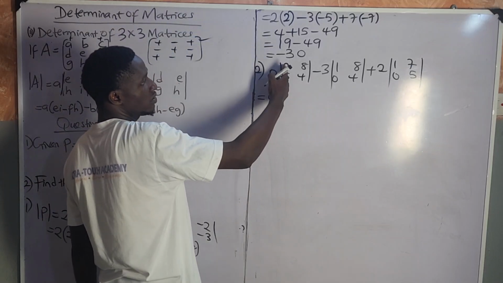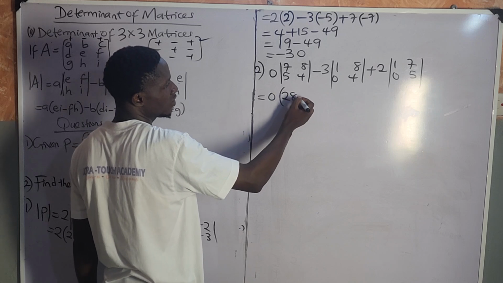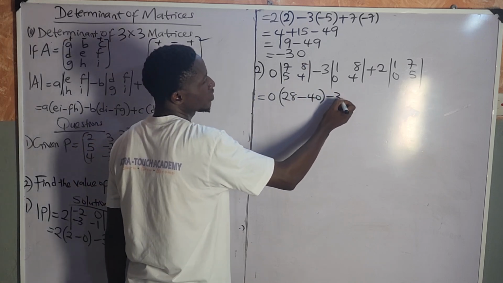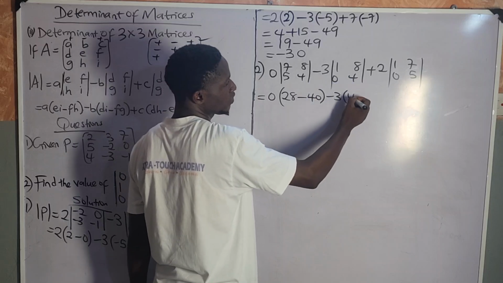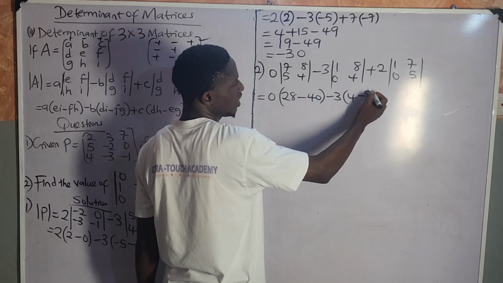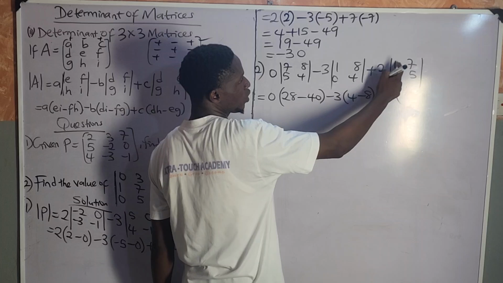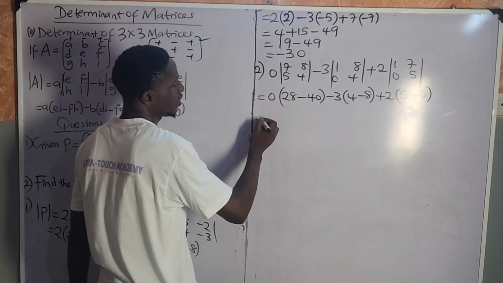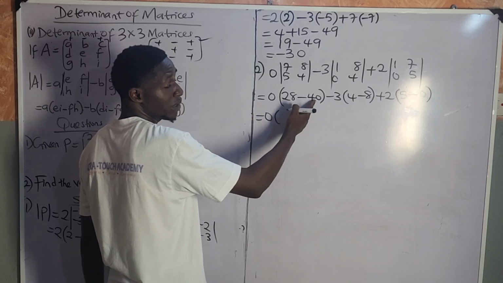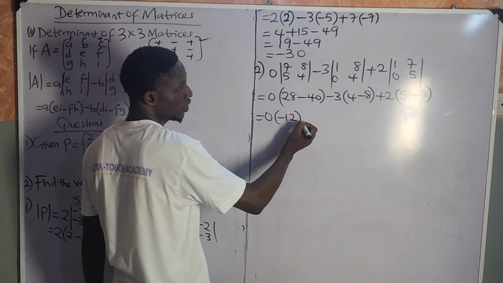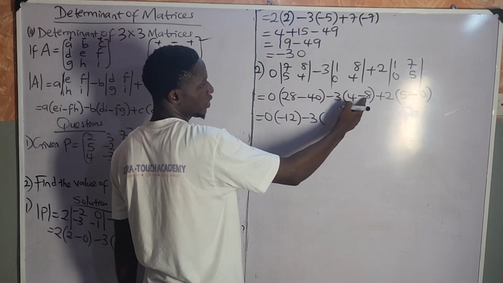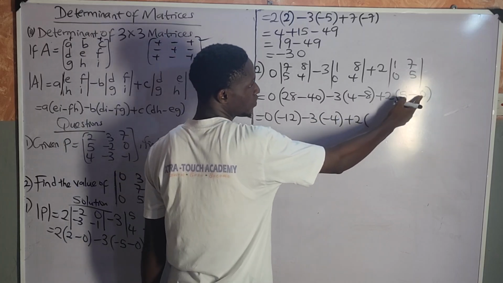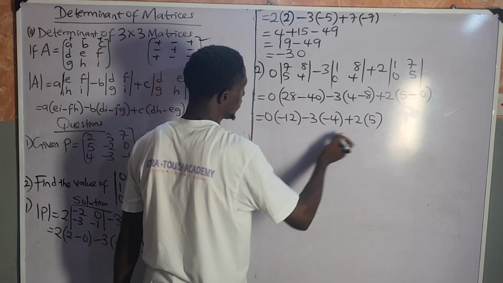0 bracket 7 times 4 is 28 minus 5 times 8 is 40. Minus 3 bracket 1 times 4 is 4 minus 0 times 8 is 8. Plus 2 bracket 1 times 5 is 5 minus 0 times 7 is 0. So 0 bracket 28 minus 40 is minus 12, minus 3 bracket 4 minus 8 is minus 4, plus 2 bracket 5 minus 0 is 5.